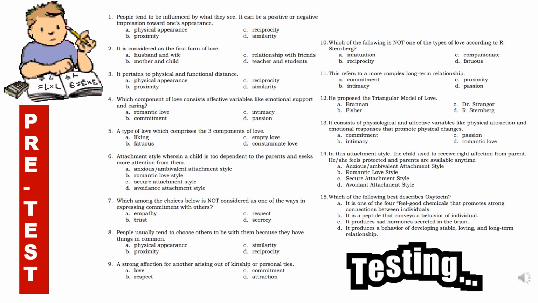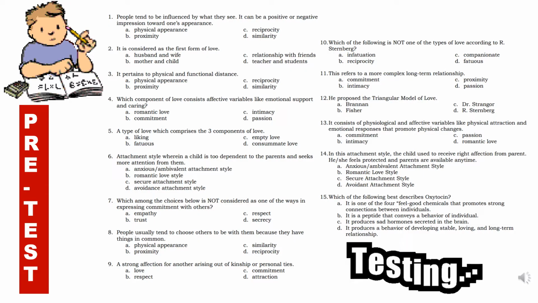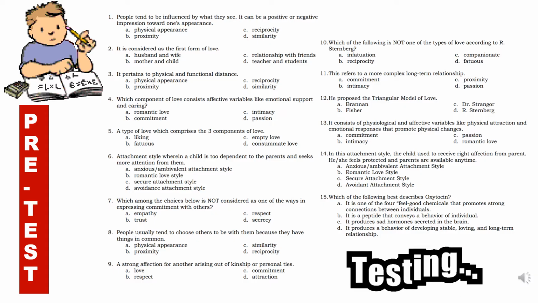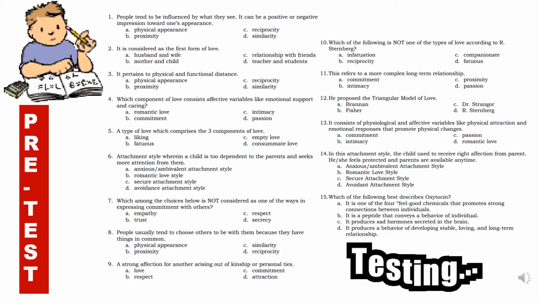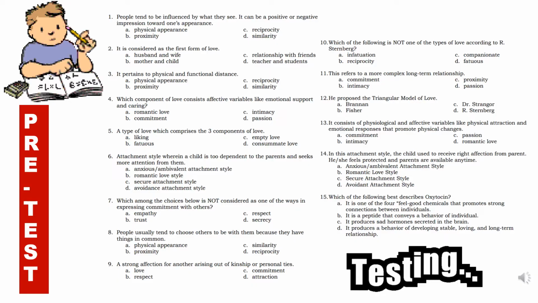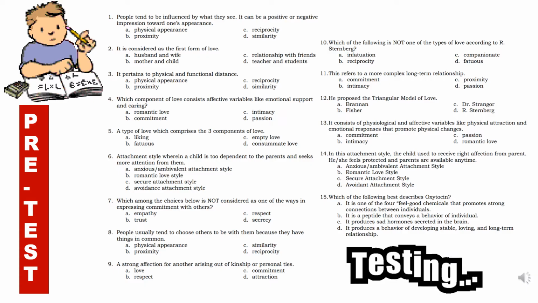6. Attachment style wherein a child is too dependent on the parents and seeks more attention from them. A. Anxious or ambivalent attachment style. B. Romantic love style. C. Secure attachment style. D. Avoidant attachment style.